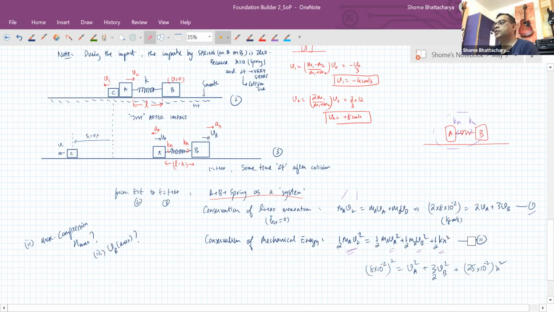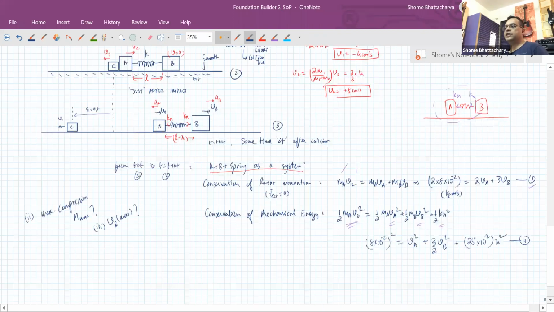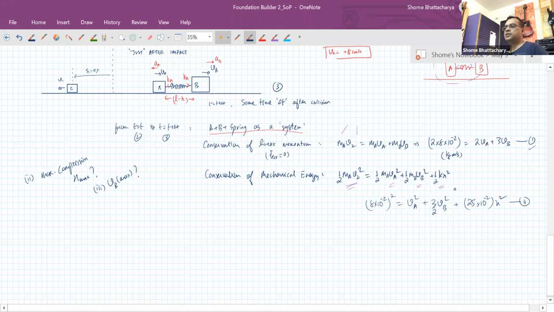Now we have to solve equation 1 and 2 for these two specific values, the maximum compression and maximum speed of B. So if you look at this very carefully, you'll realize that equation 1 and 2 have 3 variables, VA, VB, and X. So we cannot solve them directly because we have only 2 equations. But there is also a specific condition for which we are solving.